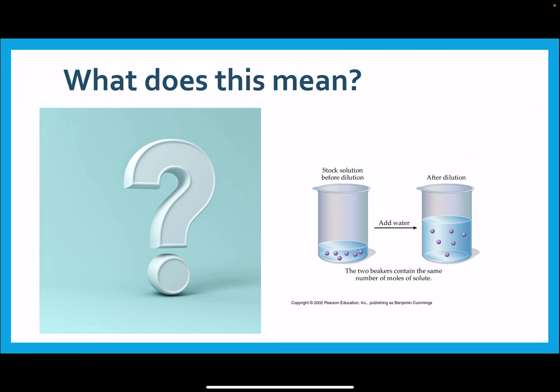So what does it mean? Well, we would have that 110 milliliters of our stock solution, that 5 molar, and then we would have to add the rest of it. So remember, 250 minus 110 would give us our 140 milliliters, which would just be the water.